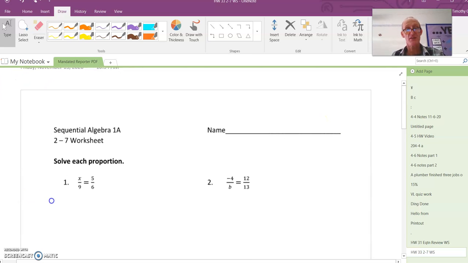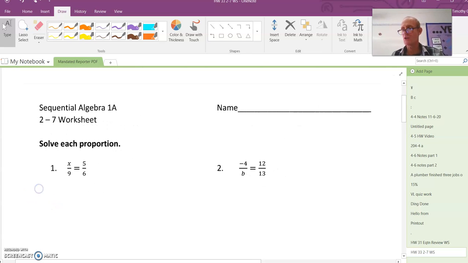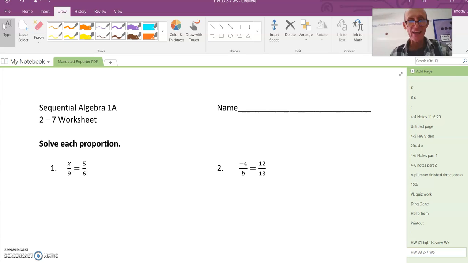Hello there. The video that you will be watching is the homework 33 for first hour and fourth hour. This is the answer key and the video, so pay attention. We're going to go along and solve all of these proportions, and every proportion will give us an equation that is one or two steps.